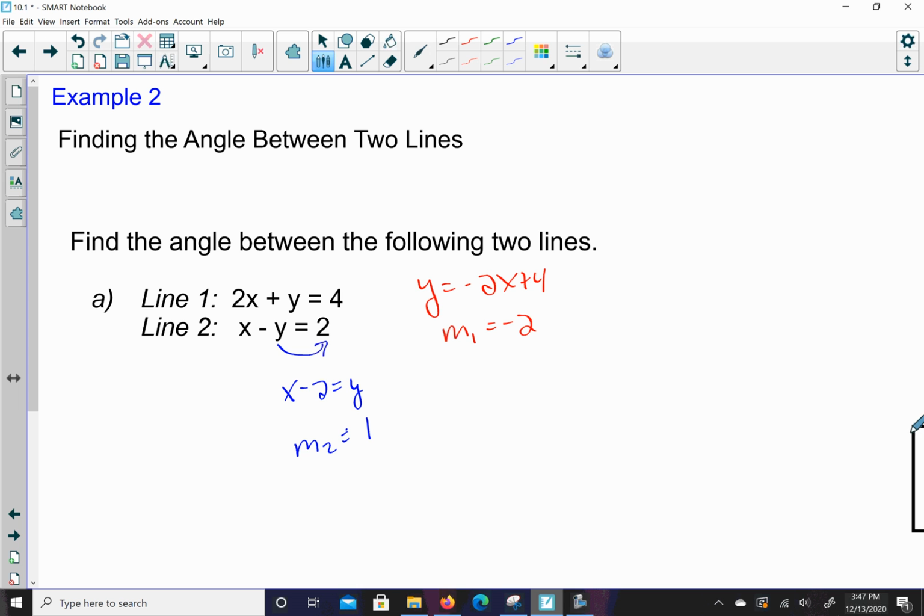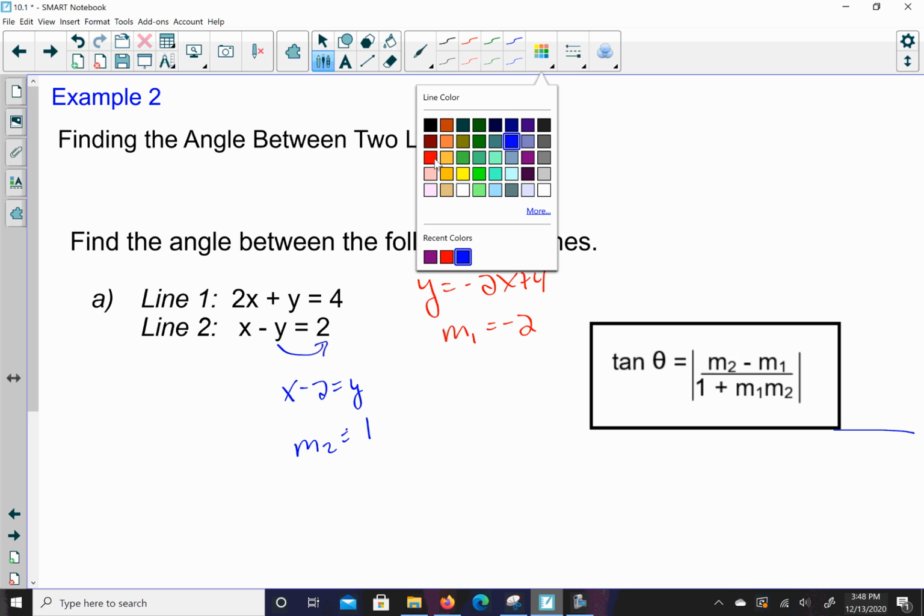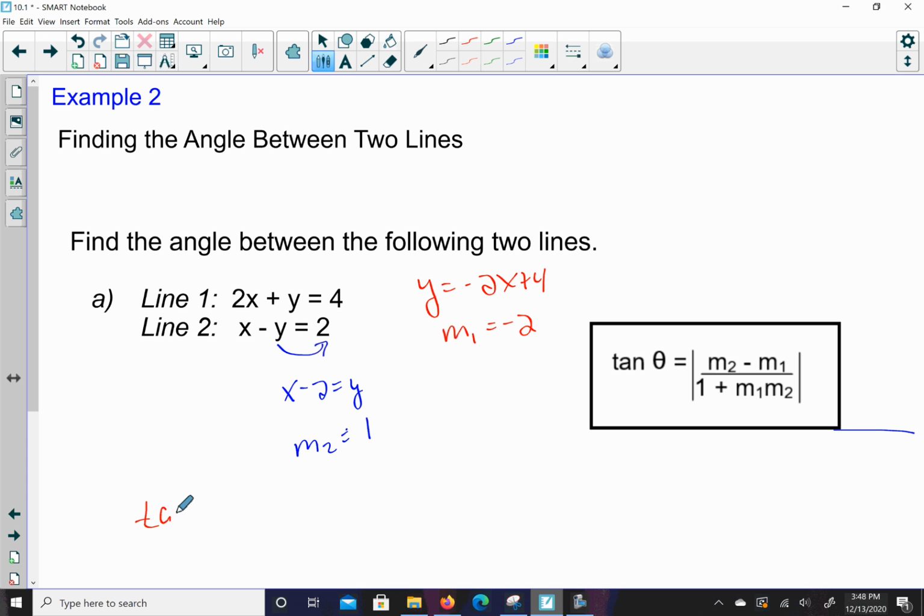Substituting into that formula, I brought that formula over here for you. It doesn't really matter which one you call slope 1 and slope 2 because of the absolute value. The sign is going to be positive no matter what, so it doesn't matter which direction you do. So I am going to follow the formula though, and I will take slope 2. Tangent is equal to slope 2, which is 1, minus slope 1, which is -2, all over 1 plus 1 times -2.